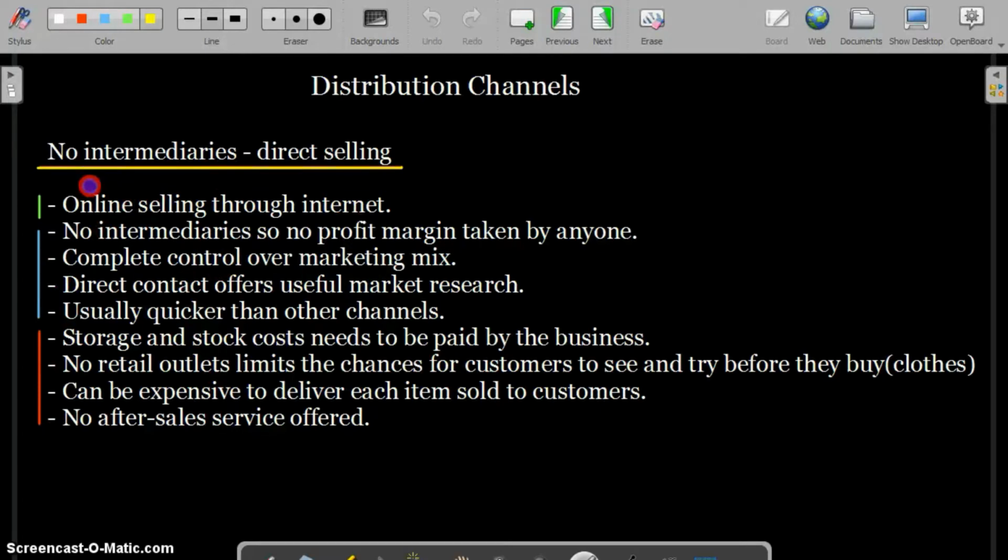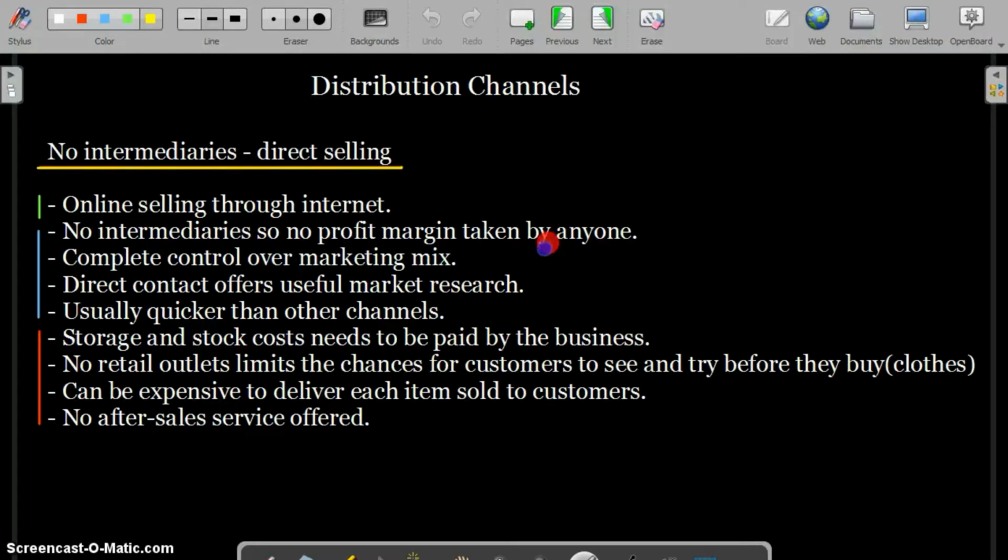So as the name suggests, no intermediaries, there's just direct selling, that is manufacturer to the customer. There's no one in between, there's just manufacturer and customer. It is basically done in online selling through the internet, because you don't have to go to a wholesaler or retailer or anyone. The customer orders the product and you directly deliver it to him. So there are no intermediaries, so no profit margin taken by anyone. You have full control over your marketing mix however you want, and direct contact offers useful market share. As you are in direct contact with the customer through your website, there's greater data available for market research purposes, and this is usually quicker than other channels, as you'll see, because as the chain gets longer, it takes more time for the product to reach the customer.